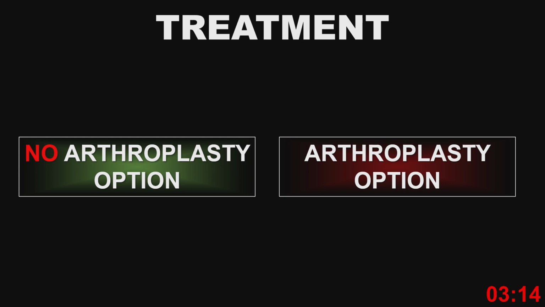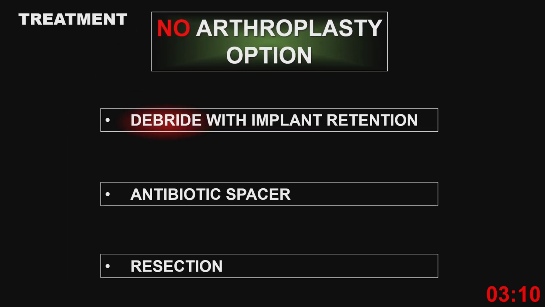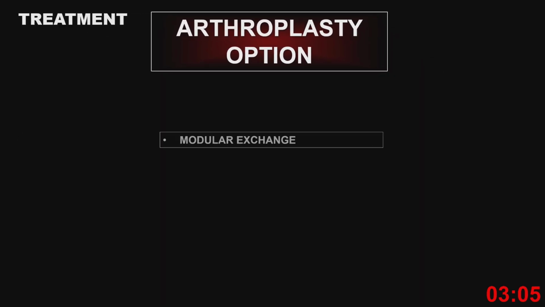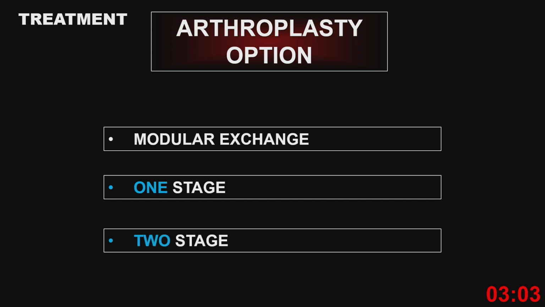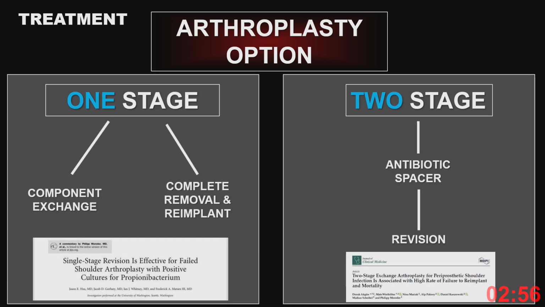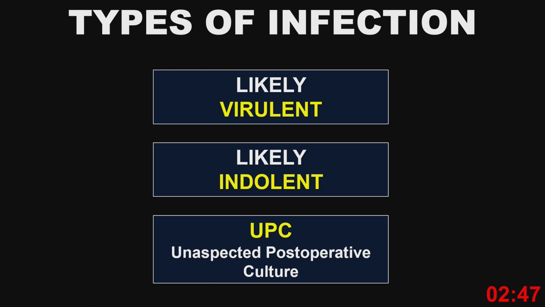Treatment. We have no arthroplasty option, the breach, antibiotic spacer, resection, and on the other side we have an arthroplasty option. Regarding the arthroplasty option, we have modular exchange, 1 stage, 2 stage. 1 stage can be component exchange or complete removal of implant. 2 stage, antibiotic spacer and revision. Type of infection: likely virulent, likely indolent, unexpected post-operative culture.